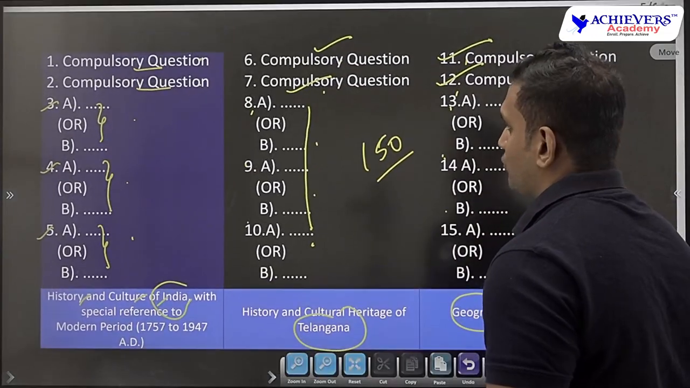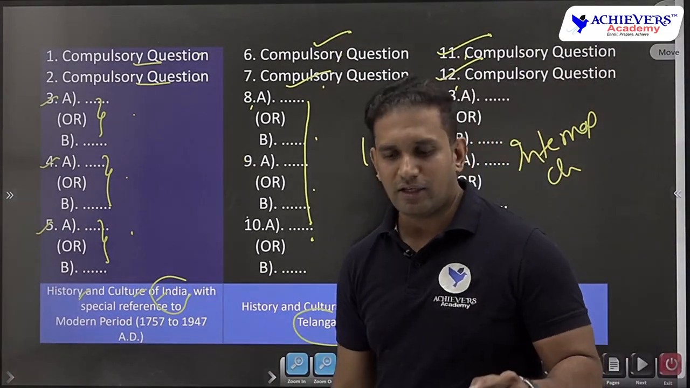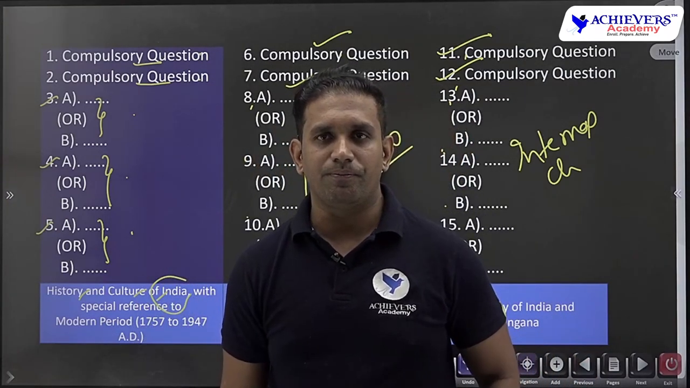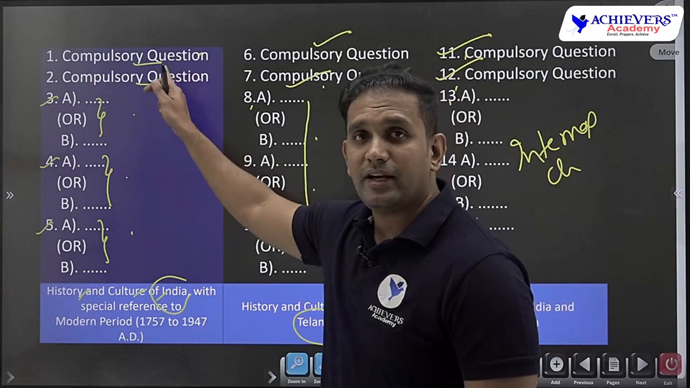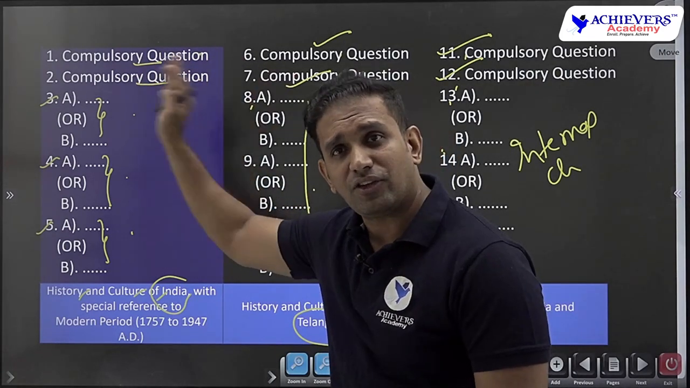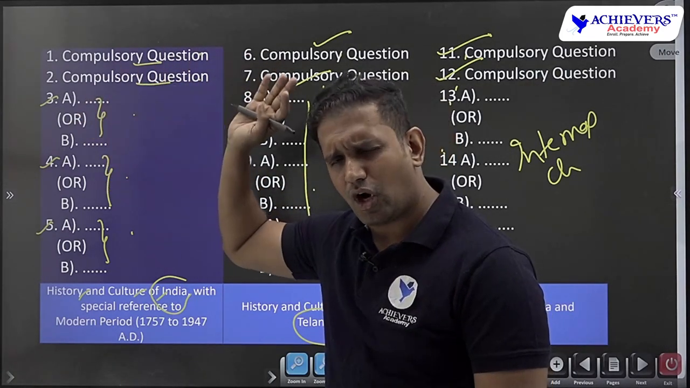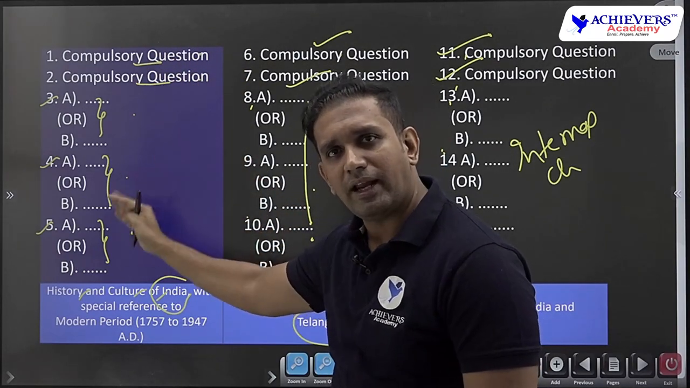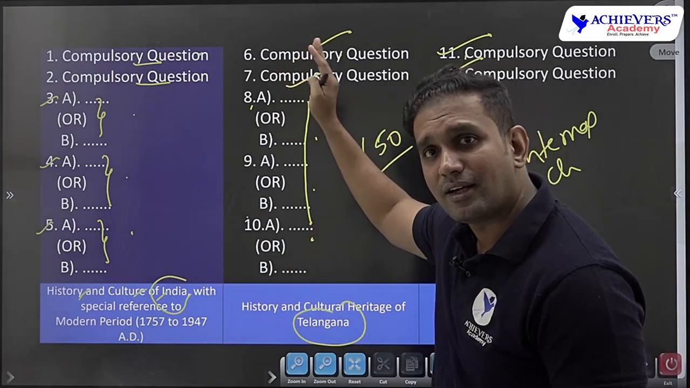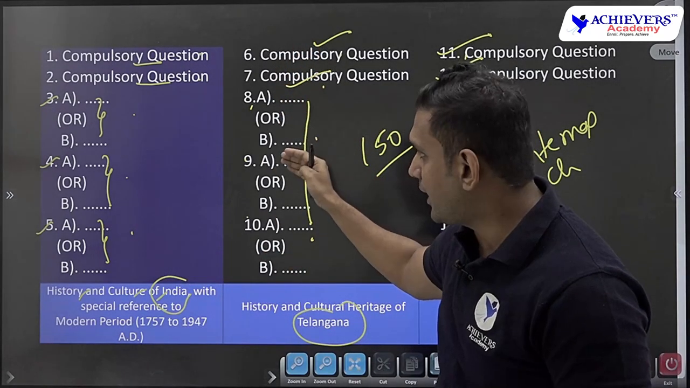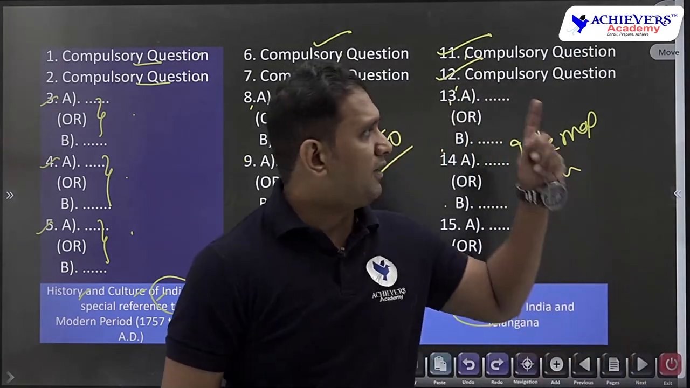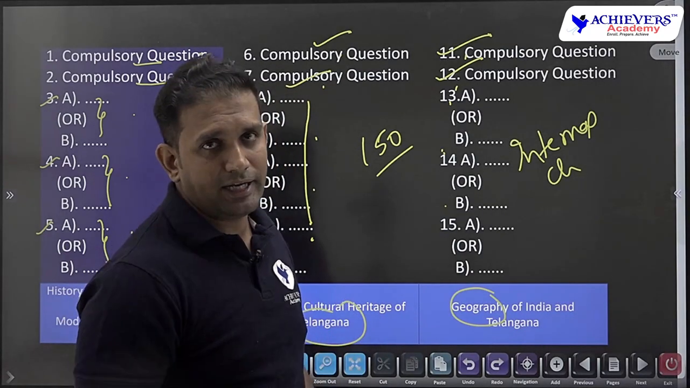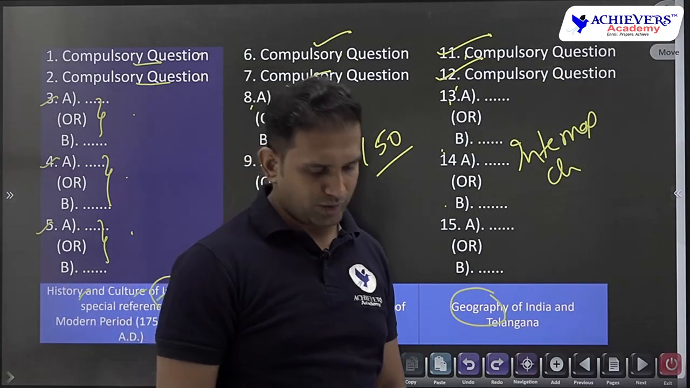I guess it is very clear to all of you how the question paper will be in the mains examination. In every section of all papers, the first and second are compulsory, third, fourth, fifth are internal choice, sixth and seventh are compulsory, then 8th, 9th, 10th are internal choice, 11th and 12th are compulsory, and 13th, 14th, 15th are internal choice. I guess this is clear to you.